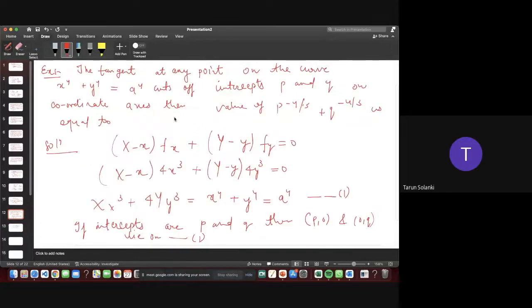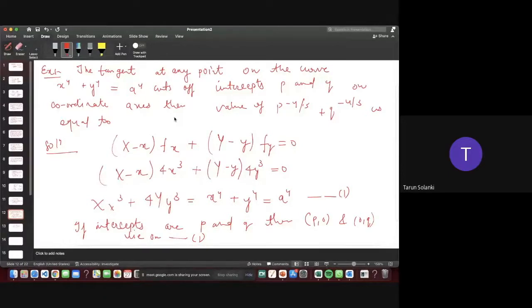What we have done: the question is asking, the tangents at any point of the curve x to the power 4 plus y to the power 4 is equal to a to the power 4 cuts off intercepts P and Q on the coordinate axis. Then the value of P^(-4/3) plus Q^(-4/3) is equal to what?